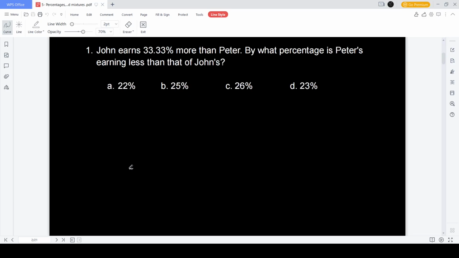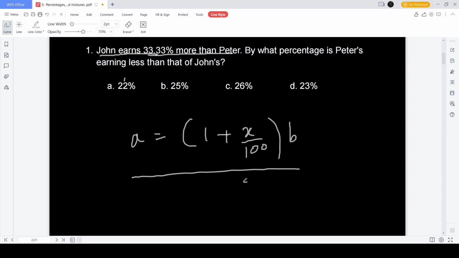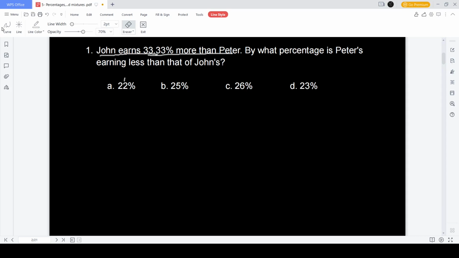So the first question is: John earns 33% more than Peter. See, first of all, in percentage questions, we need to understand these kinds of things. If some quantity A is X percent more than some quantity B, then this is how it's written: A is X percentage more than quantity B. So it's 1 plus X by 100 into B. It's not X into 100, and it's not X by 100 into B. It's 1 plus X by 100 into B. Similarly for less, you can have a minus sign. So according to the question, John earns 33% more than Peter, so John is 1 plus 33 by 100 into Peter.